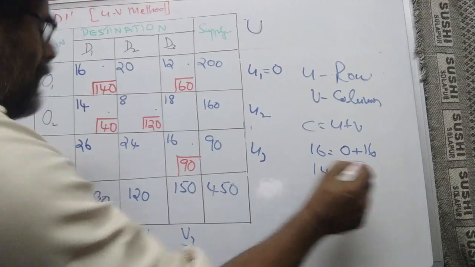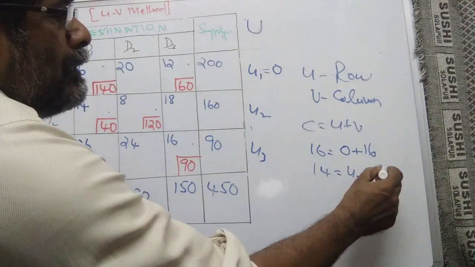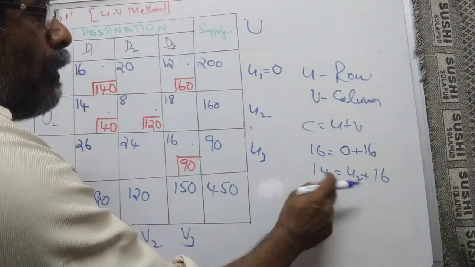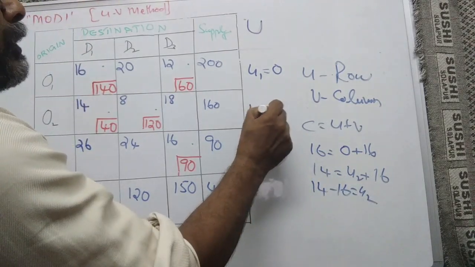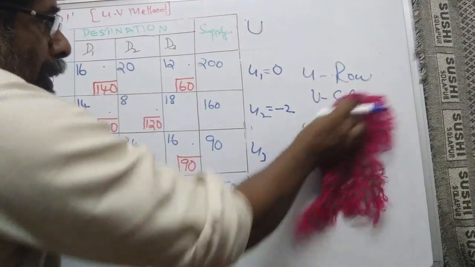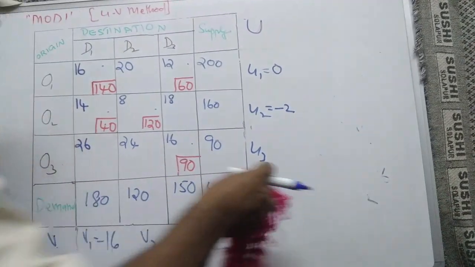U2 plus V1 is equal to 16. Therefore, V1 is equal to 16. 14 minus 16 is equal to U2. So, U2 is equal to minus 2. Using this relationship, we go for U3, etc.